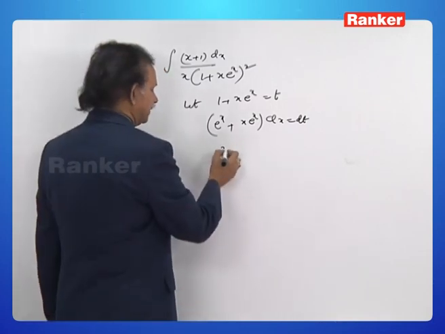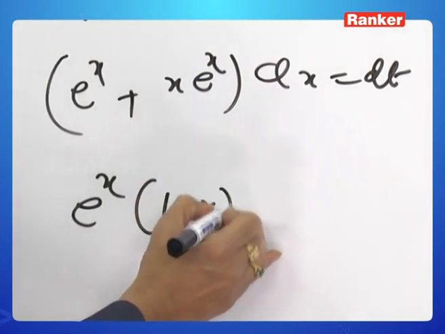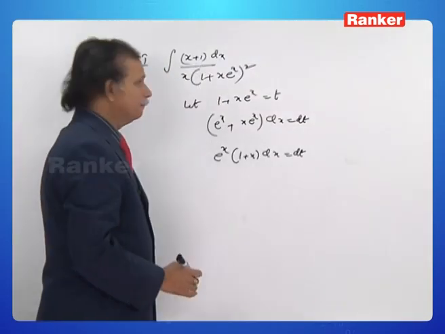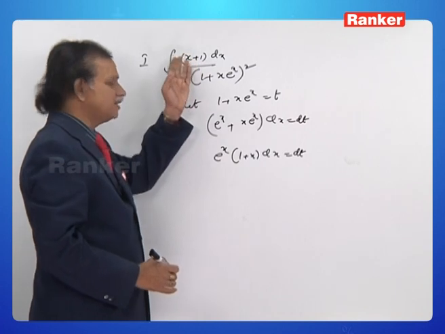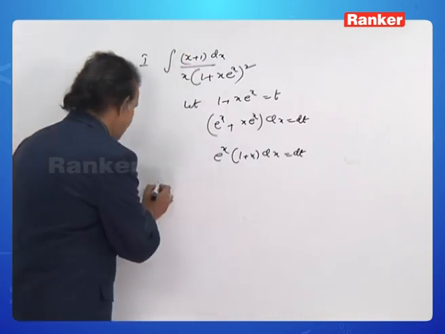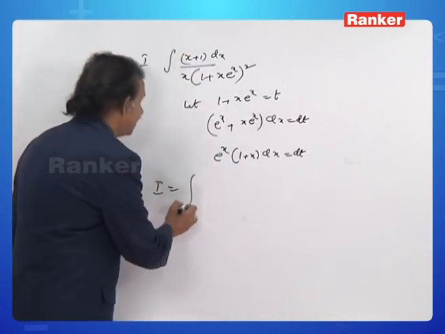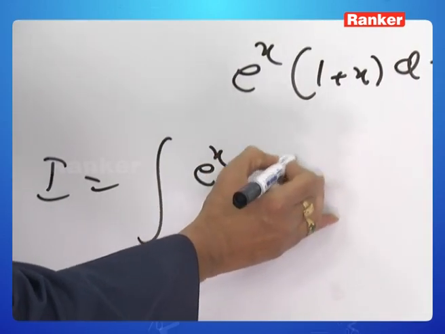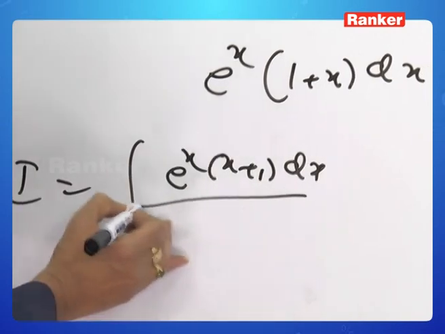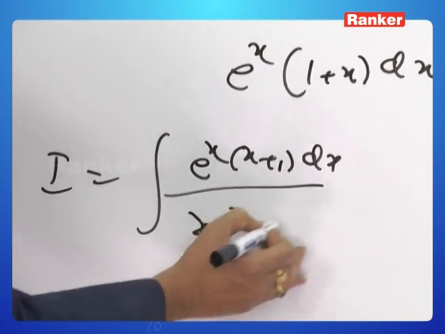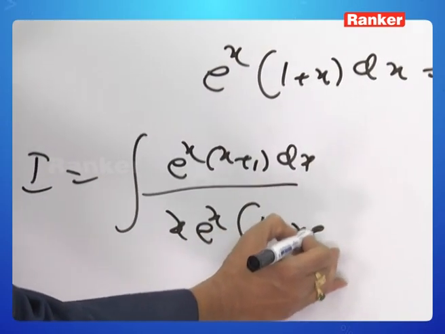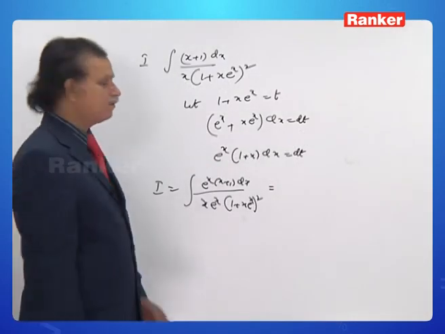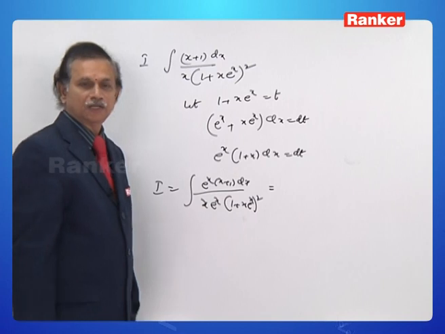Hence, e power x into 1 plus x dx is dt. But in the numerator, we are not having e power x. Don't worry about that. We shall now create it. How? Look at that. e power x into x plus 1 dx by x e power x into 1 plus x e power x whole square, isn't it? I have multiplied and divided with e power x.